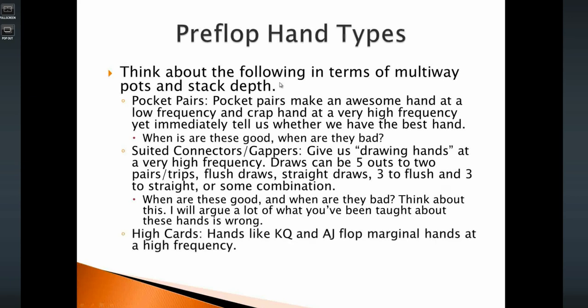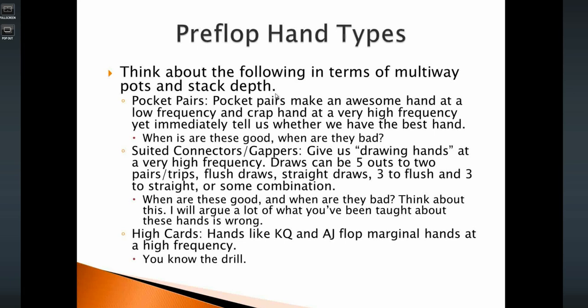And another final easy one. So high cards. Hands like king, queen, and ace jack flop marginal hands at a high frequency. So if you're flopping marginal hands at a high frequency, pause for a moment and answer when are they going to be good. It should take you 3 seconds. And the answer, of course, is you're going to want these for like heads up pots when stack sizes are very, very shallow.